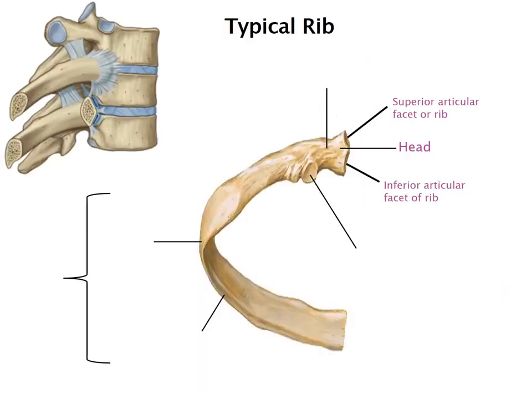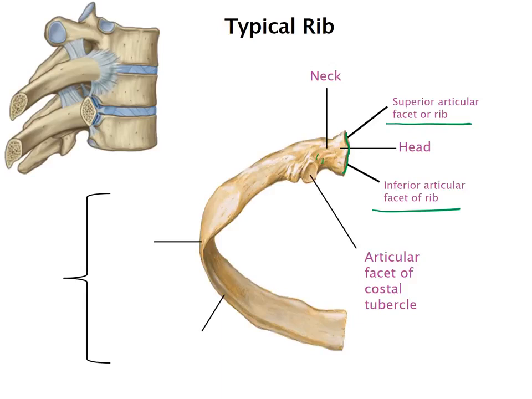Ribs 3 through 9 are considered typical ribs as they have all the following characteristics. The head of the rib is wedge-shaped with two facets, a superior articular facet and an inferior articular facet. These facets will communicate with the thoracic vertebrae. The neck of the rib is situated between the head and the shaft or the body of the rib. The costal tubercle has a smooth surface for articulation that communicates with the transverse process of the corresponding thoracic vertebra.